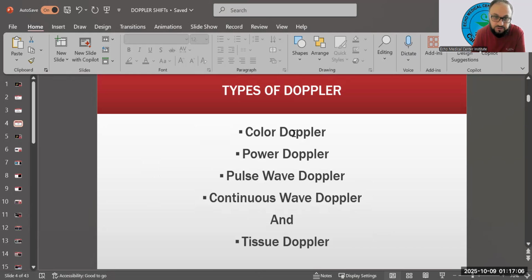Now, today we only discuss color Doppler. The other four studies we will do step by step, but today let's just focus on the color Doppler, what it is and how it works. Be with me. Let's discuss that.